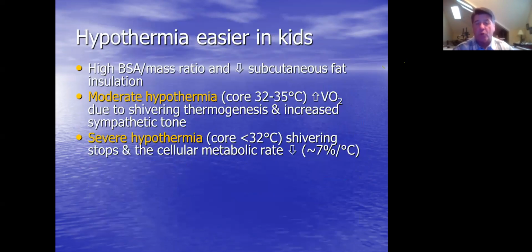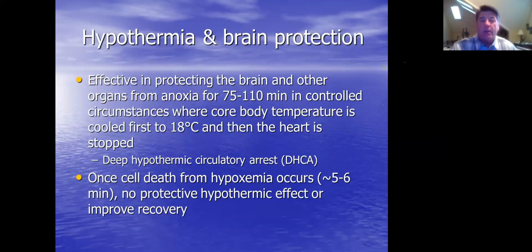Moderate hypothermia is a core temperature of 32 to 35 centigrade. Shivering will begin to decrease at that temperature. Severe hypothermia has a core body temperature less than 32. Shivering stops and the cellular metabolic rate goes down. It's these people who quickly reach a core of 32 who are the children who usually have some chance of survival, if they're going to survive at all. Cold temperature is effective in protecting the brain from anoxia for 75 to 110 minutes in controlled circumstances.